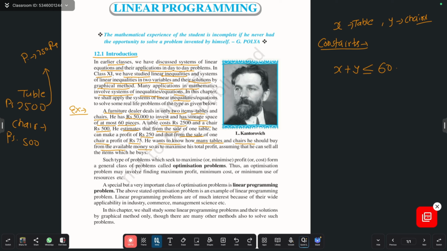Another constraint is that X should be 0 or more, and Y should be 0 or more. This is very obvious, because the number of tables cannot be negative. So this is one constraint.